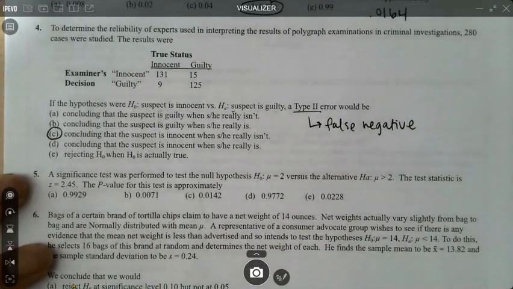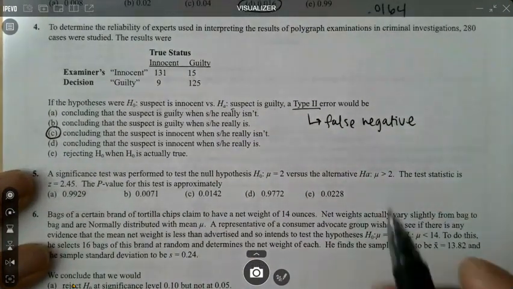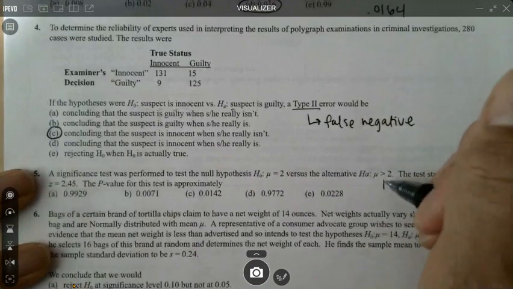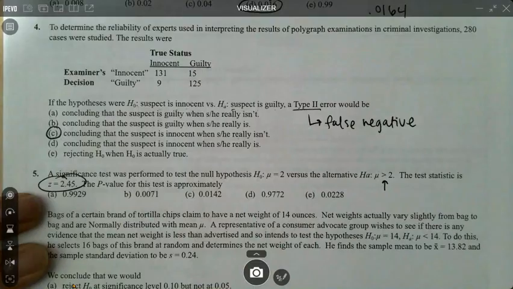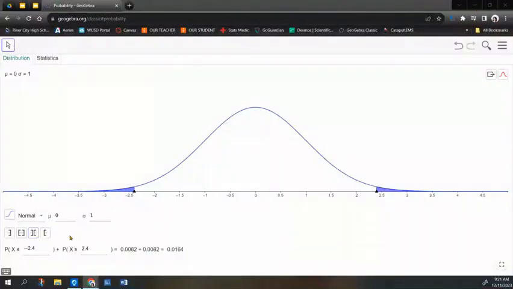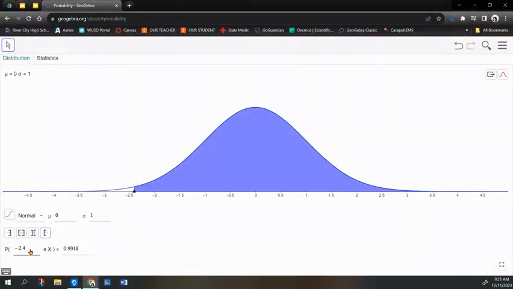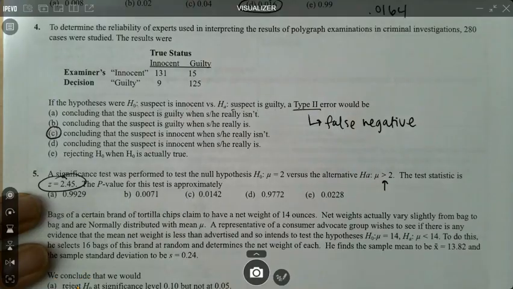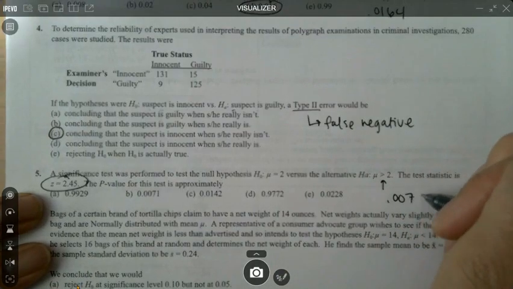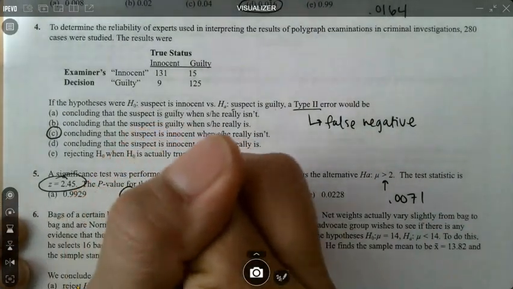All right, question number 5 is another p-value question. Our alternative hypothesis is a greater than symbol, and we have a test statistic of 2.45. So we're going to choose greater than, and we're going to do 2.45. That gives me a p-value of 0.0071. So that's going to be B.